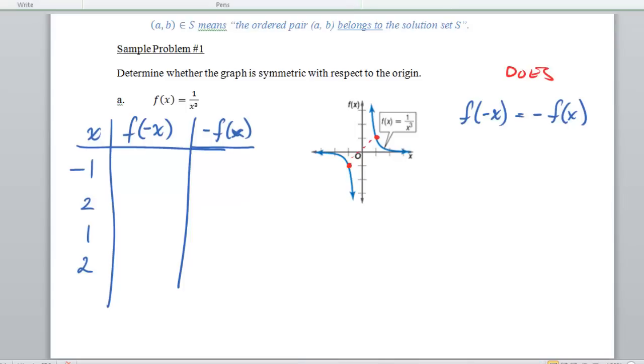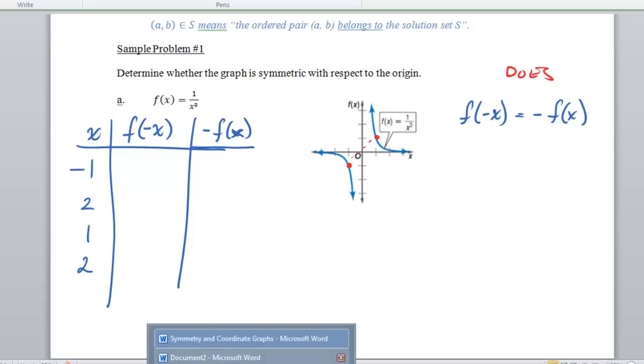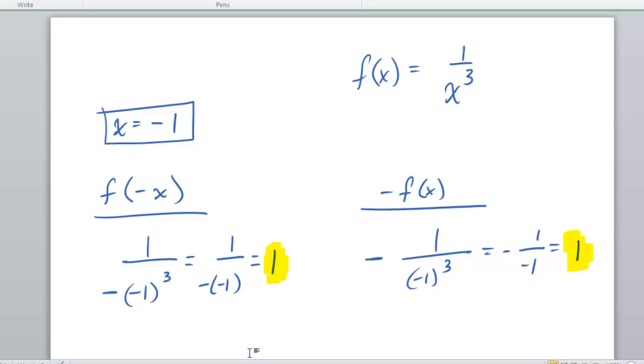And so basically I've set up a little table of values here that I need to fill out and determine if these two functions would be equal to each other. And so I'm just going to go to a separate document so that you can see some of the calculations here. So what I've done is I have my original function, f of x equals 1 over x to the third, and I'm going to evaluate this function at x equals -1.